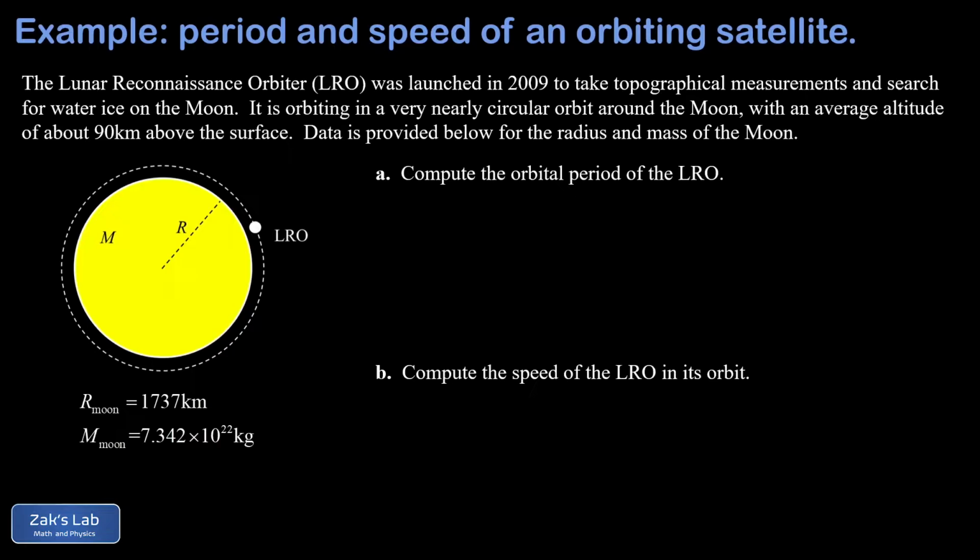So we're told it's orbiting in a very nearly circular orbit around the moon with an average altitude of about 90 kilometers above the surface. And we're given data below the picture for the radius of the moon and the mass of the moon.